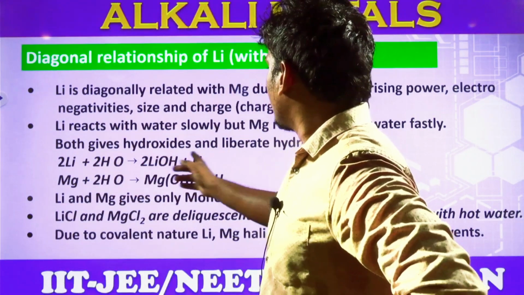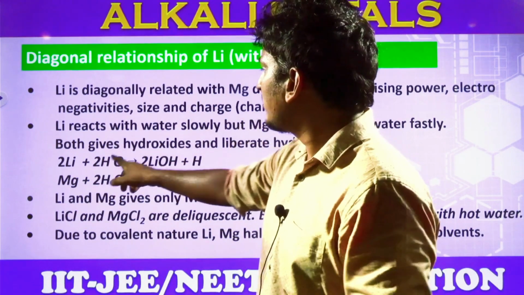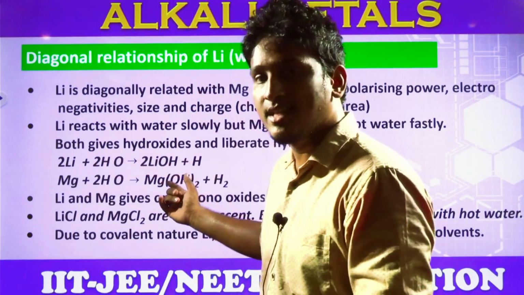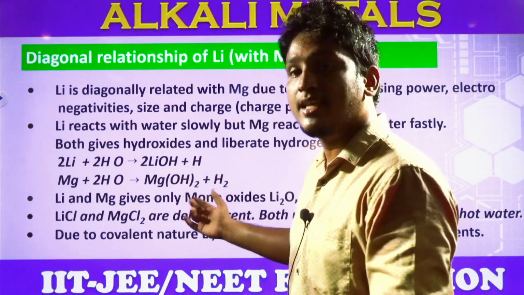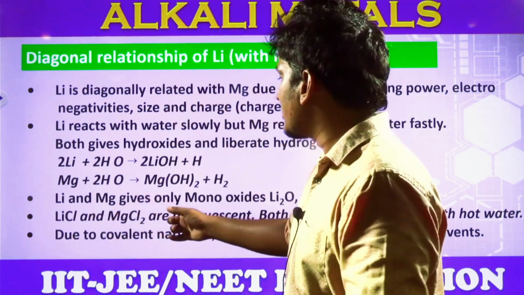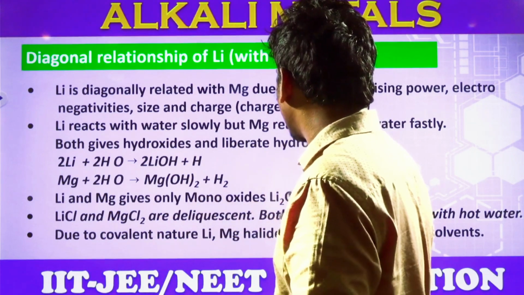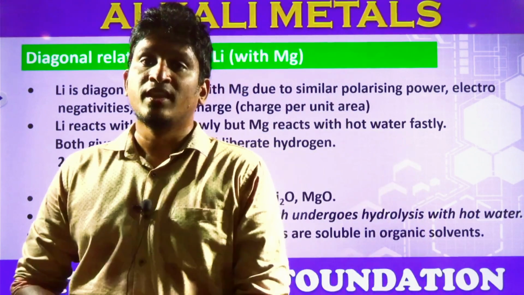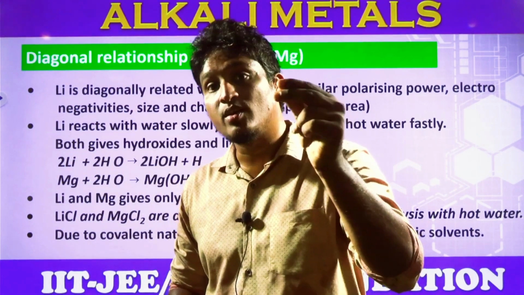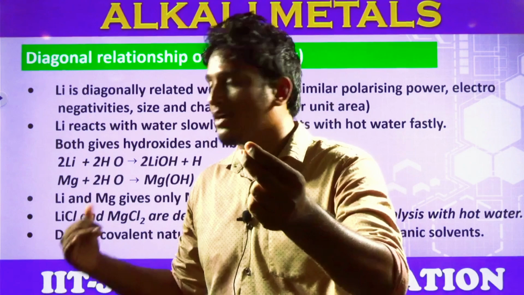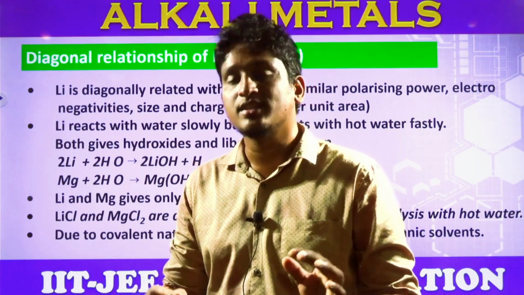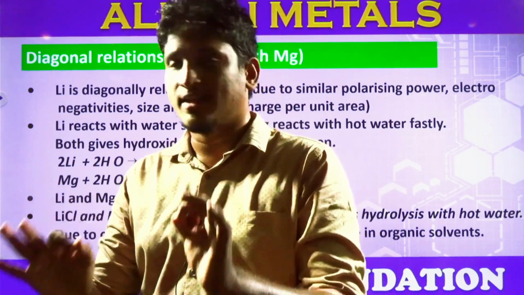Next, both give hydroxides and they liberate hydrogen. You can look at the formula. Lithium hydroxide is LiOH, magnesium hydroxide is Mg(OH)2, and both release hydrogen gas. Lithium and magnesium give only mono oxides, Li2O and MgO. Why is this point given? The higher members of these groups can form superoxides and peroxides also. What are superoxides, peroxides? In the coming slides I will explain. But lithium and magnesium don't give superoxides and peroxides. In general, they give normal oxides only, students.